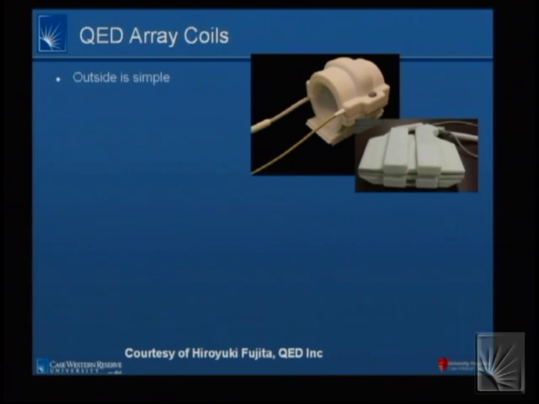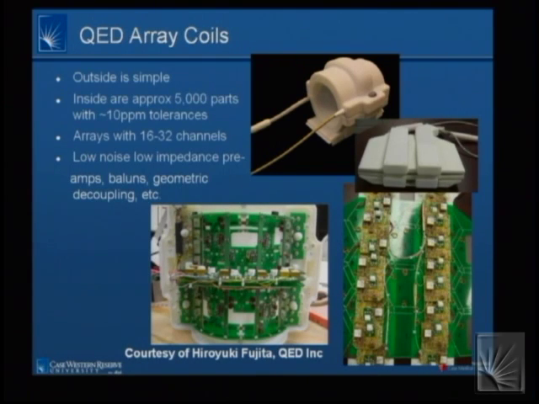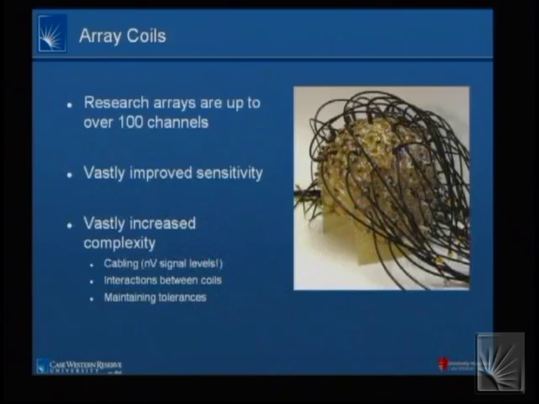So if I look at modern MR imaging coils today, this is from a company here in Cleveland called QED. From the outside, it looks relatively simple. It looks like I said before, a device that you're going to plug into my system, and I'm going to transmit and maybe receive, and there are a couple of simple connectors associated with it. But if I look inside, there's actually a huge amount of technology. Inside are approximately 5,000 parts, each of them with 10 ppm tolerances. In this particular case, we have arrays that may range between 16 to 32 channels, each of them requiring low noise, low impedance preamplifiers, baluns, geometric decoupling, etc. This is a field ripe for electrical engineers.